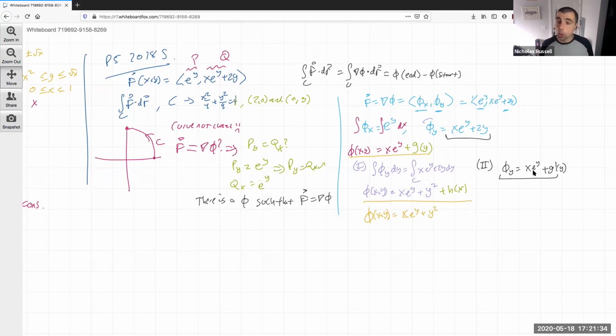And if you note here, if this function must be the same, I must have that g prime of y is actually equal to 2y, because these two things would cancel each other out. And so I'm left with g prime of y is equal to 2y here, which we can then integrate. We get g of y is equal to y squared. And then we would get the same exact thing, that c of xy is equal to x e to the y plus y squared. Something like that.